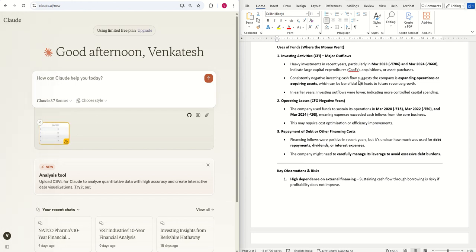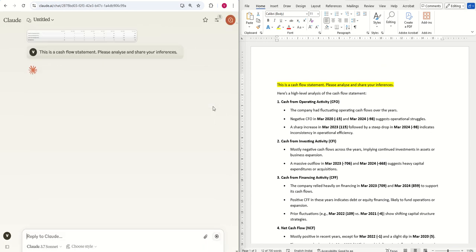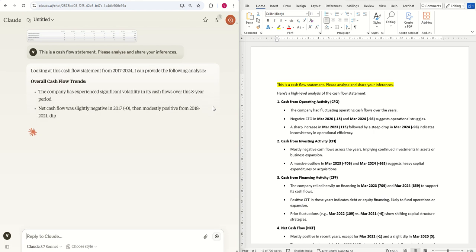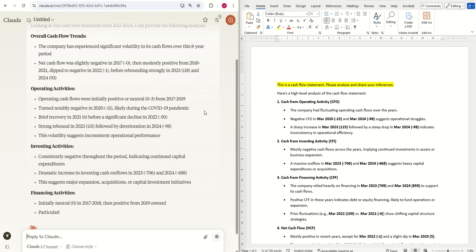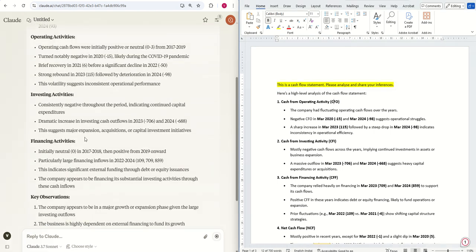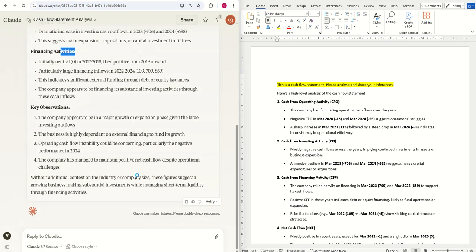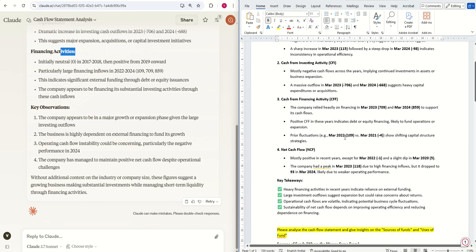The image has been already uploaded, so I'm now going to give the same prompt to Claude to see what kind of output I get. The output is slightly different, but more or less it's giving something similar: operating activities, investing, financing activities, and key observations. This is slightly different from what we got from ChatGPT.